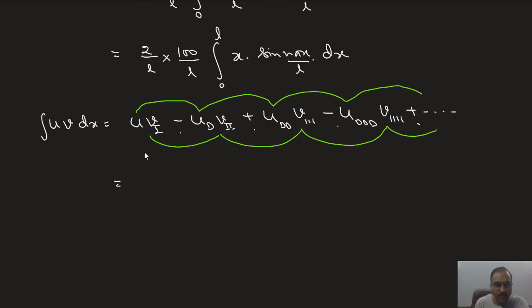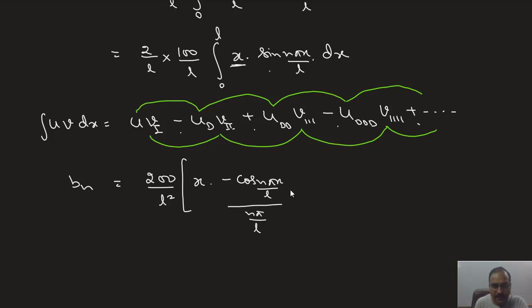So here the value of Bn will be 200 by L square. Now this is our u and this is our v. So u as it is. Now the integration of sine will be minus cos of n pi x by L over the coefficient of x, that is n pi by L, minus, now the derivative of u, x derivative, will be 1, then the double integral of v, so we again take the direct integration of this part. Minus will be as it is, the integration of cos will be sine of n pi x by L over n square pi square over L square.